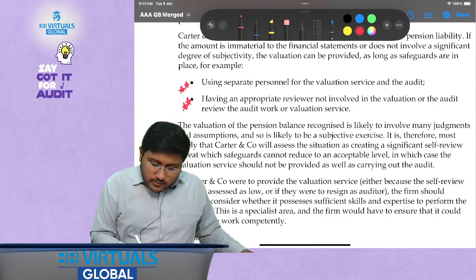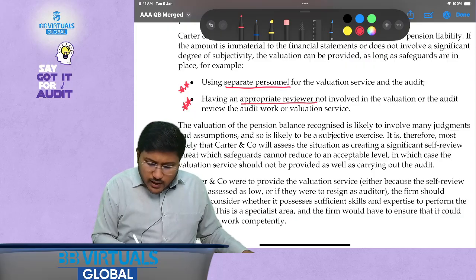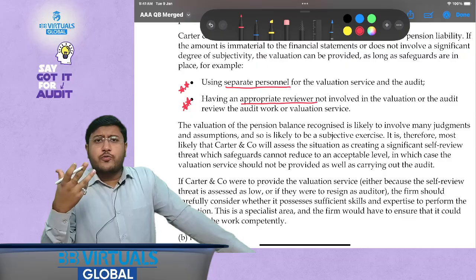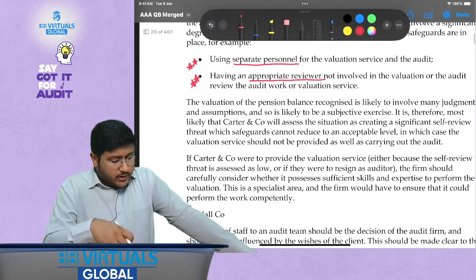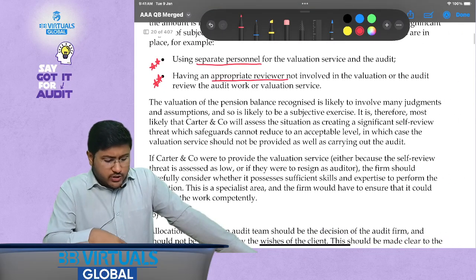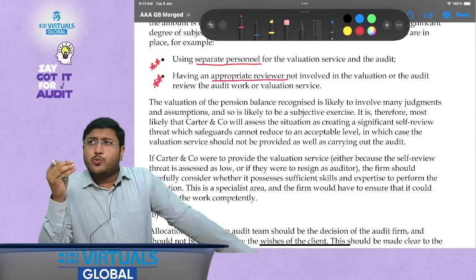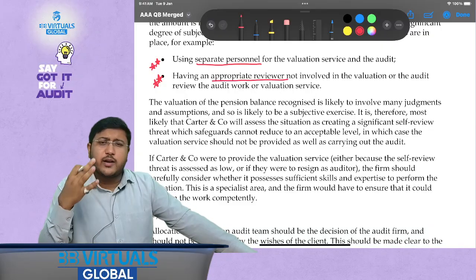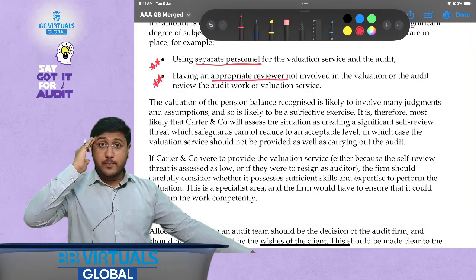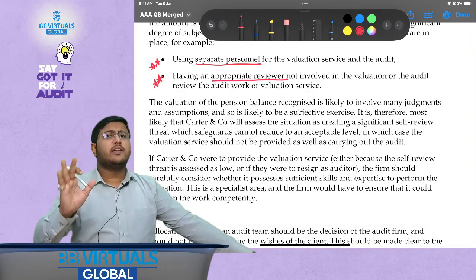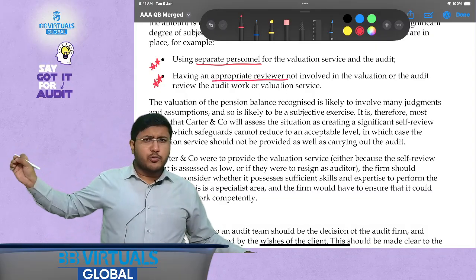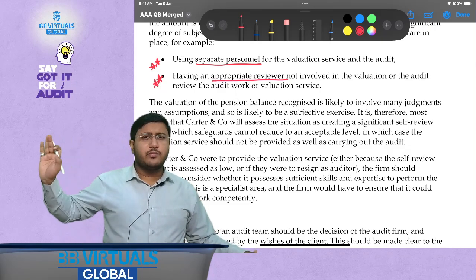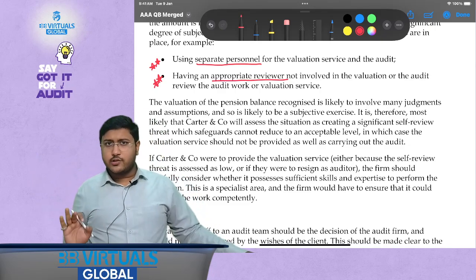And you will see that this appropriate reviewer will appear at a lot of places wherever there is a safeguard required. Now the valuation of the pension balance recognized. See, why is this always a safeguard, the appropriate reviewer? Because generally the problem is of independence only. Once you are independent, independence of mind, independence of appearance, then the matter is sorted. And if there is an appropriate reviewer, in most cases there would be evidence that it has been reviewed by an independent person, so now there is no such risk.